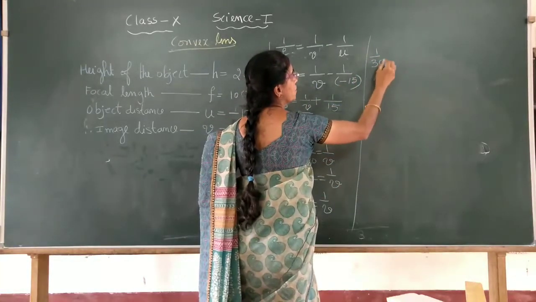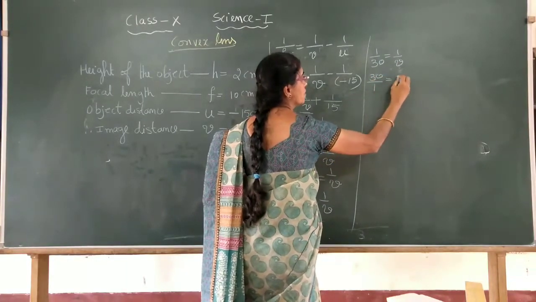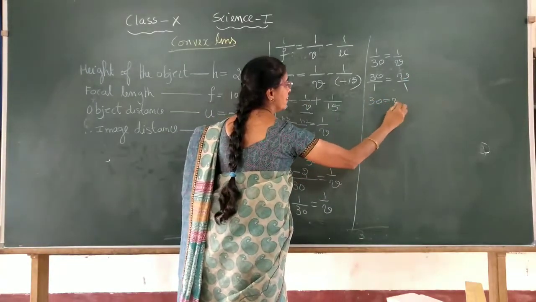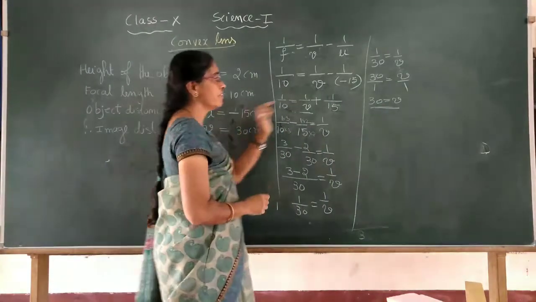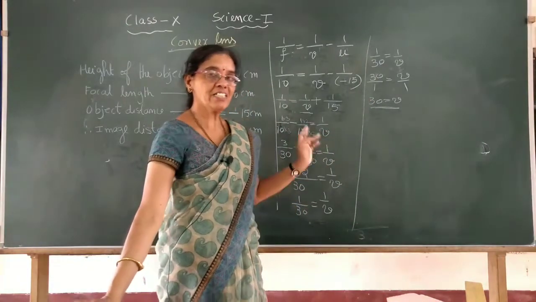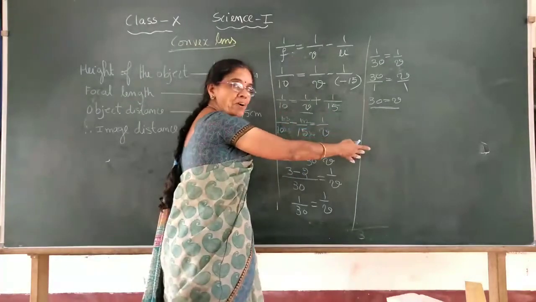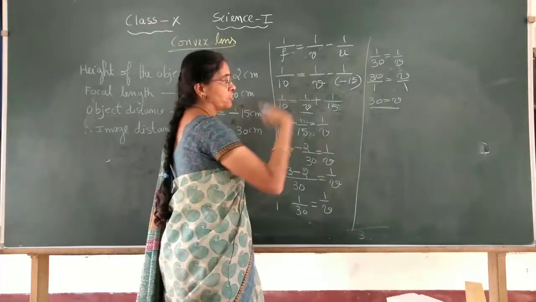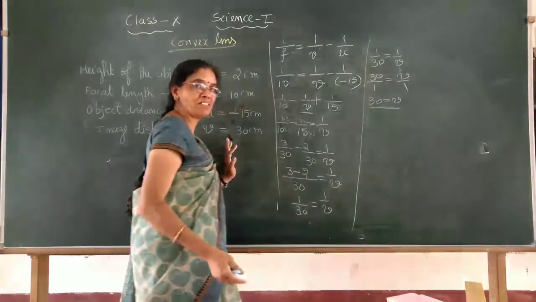1 by 30 is equal to 1 by v. If you write the reciprocal, 30 by 1 is equal to v by 1. So 30 is equal to v. See here, we got the image distance as positive. What it indicates? In case of convex lens, if you keep the object on your left side, after refraction, the rays will converge at a point, and you will get the real image on the right side. So right side is positive value you have to take. That is the reason you have got plus value for image distance.